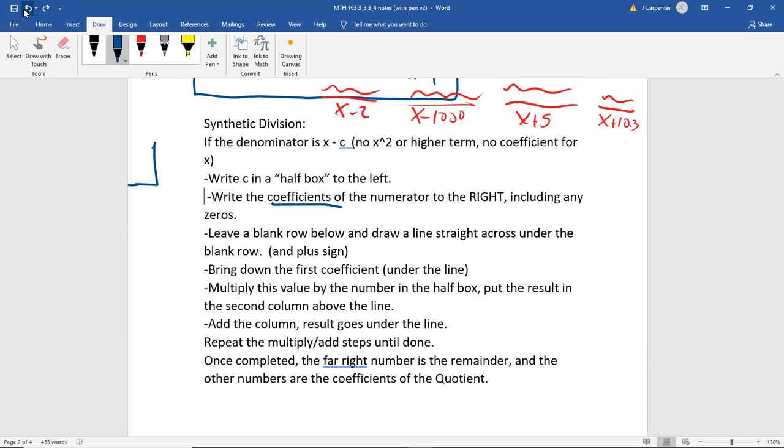Now, we're not changing the signs of those. It's this part, the C, the thing from the bottom, that is the only thing that actually changes signs. Then after that, you're going to leave a blank row below and draw a line straight across under the blank row. That's just like the adding or subtracting part from long division.